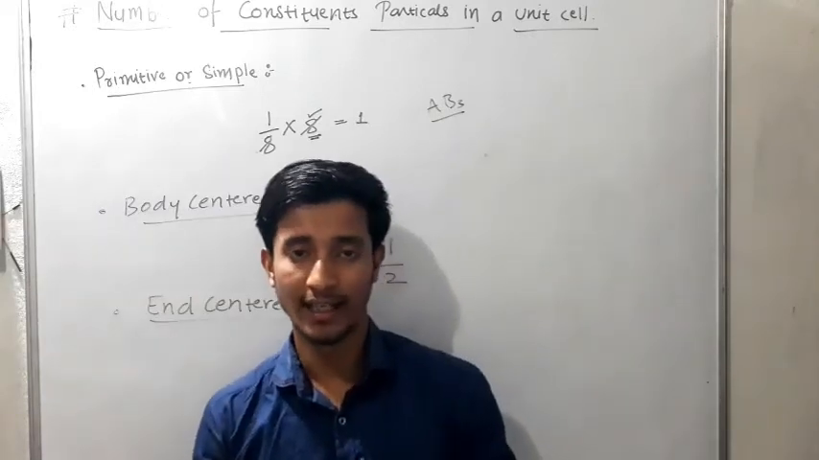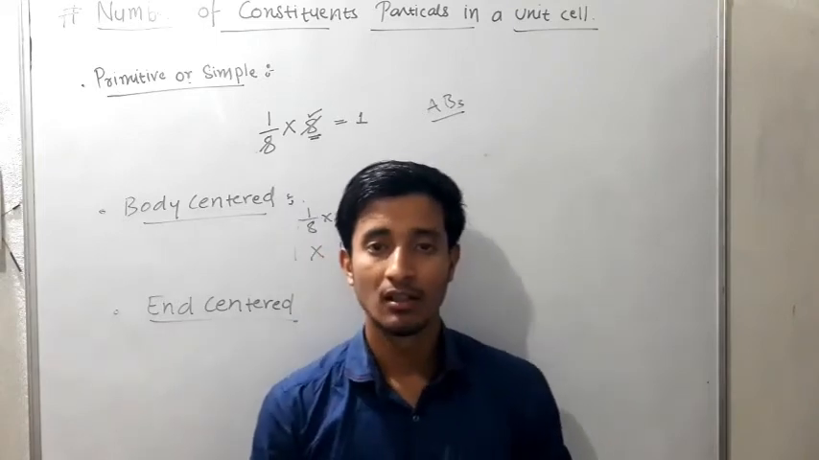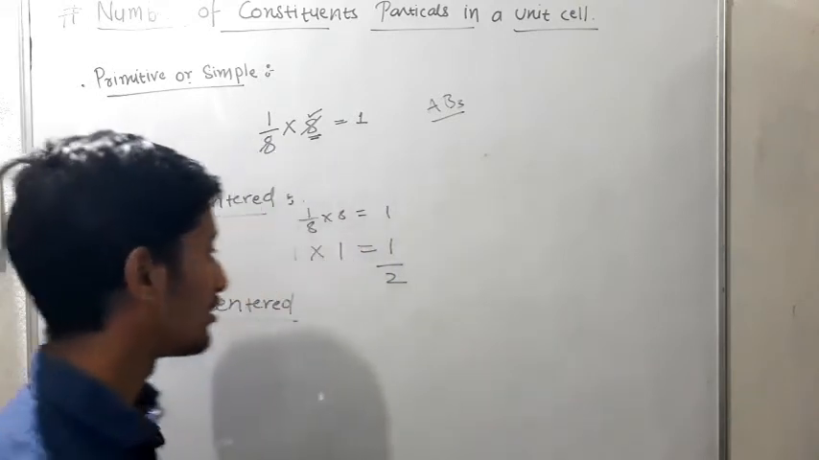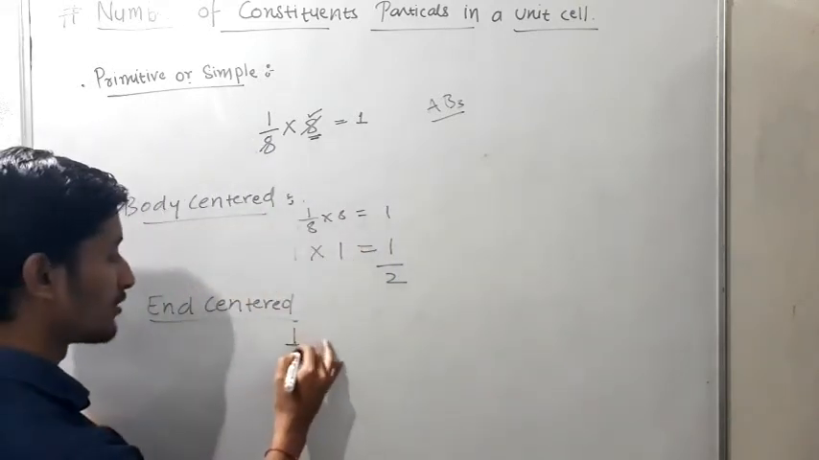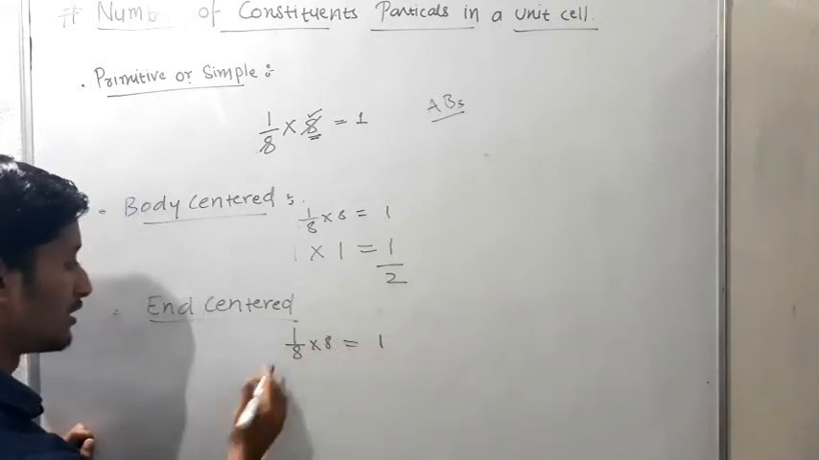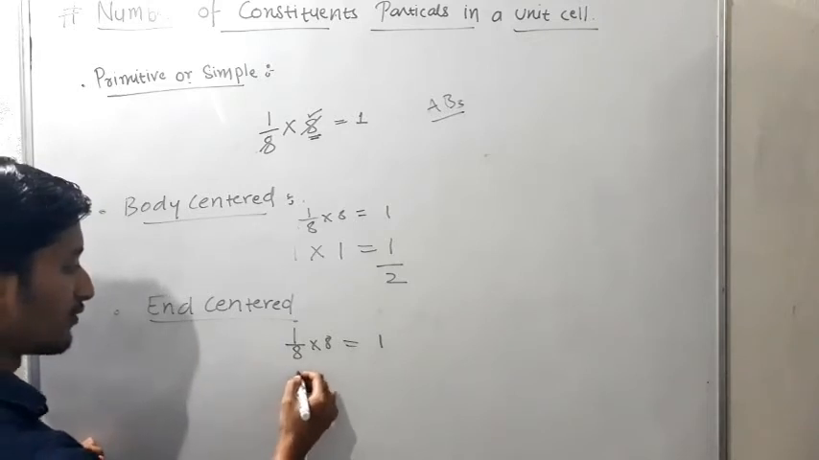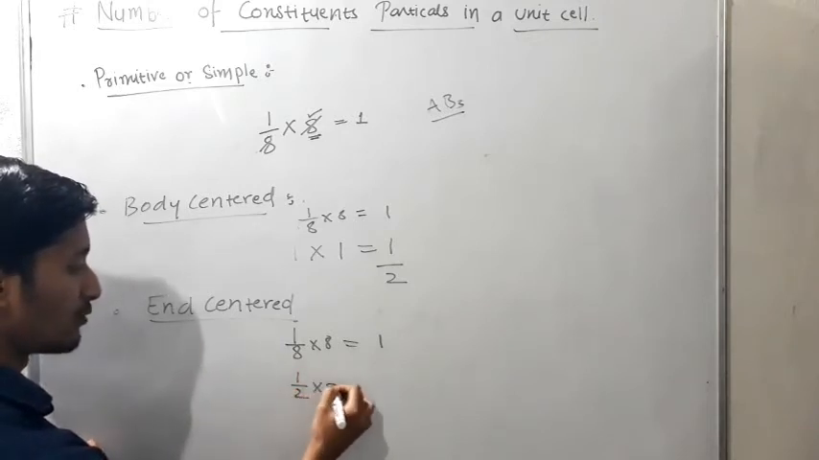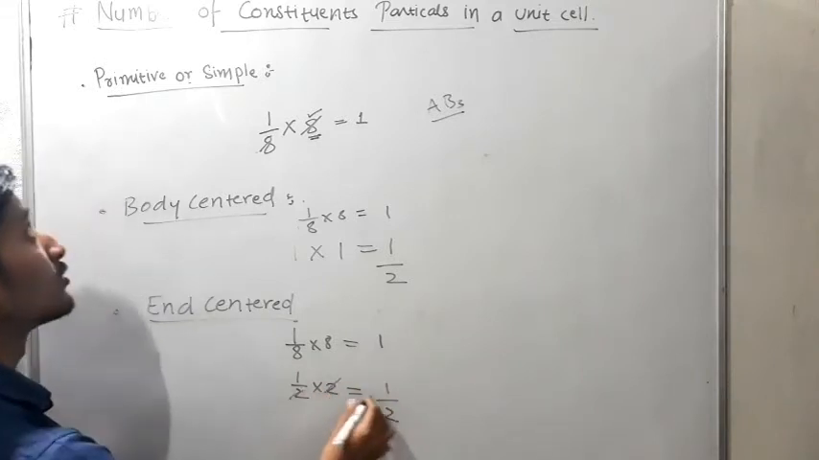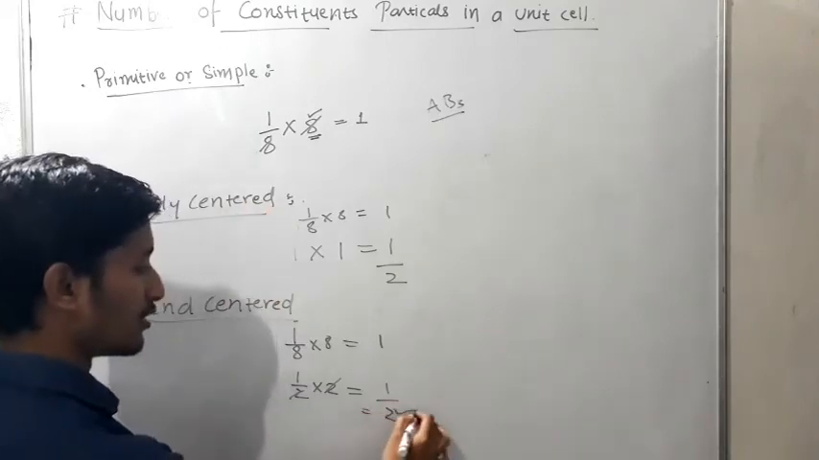And the last is end centered. We know that in end centered the atoms are present at all the corners and 2 opposite faces. So the contribution of corners is 1/8 into 8 equal to 1 and the contribution of faces, number of atoms only 2, 1/2 into 2 equal to 1. So number of constituent particles in end centered is 2.